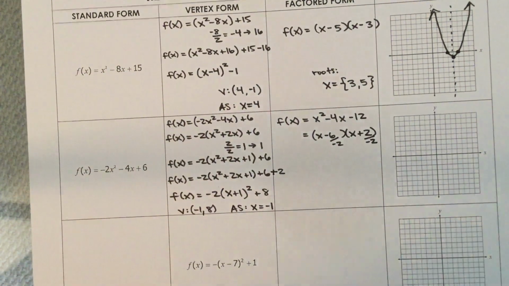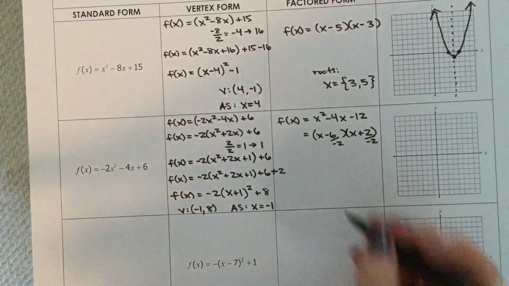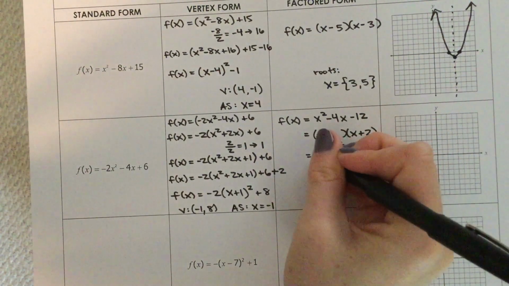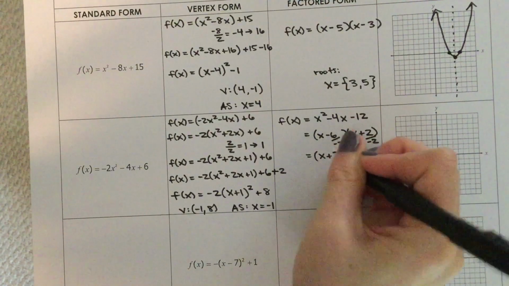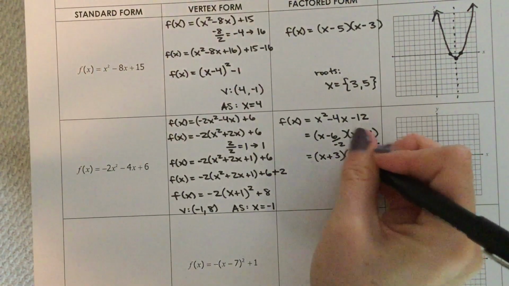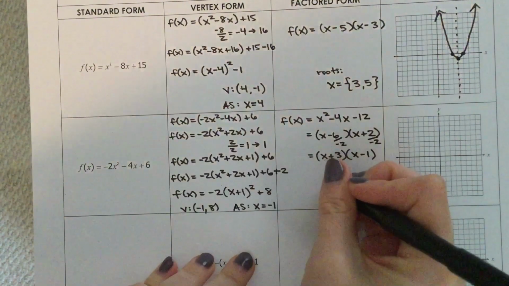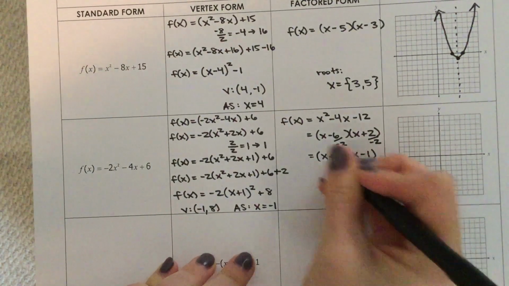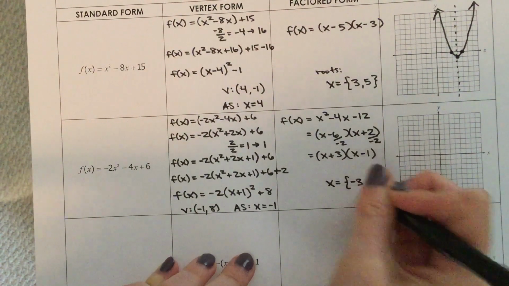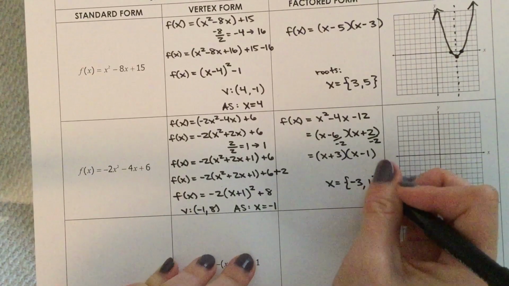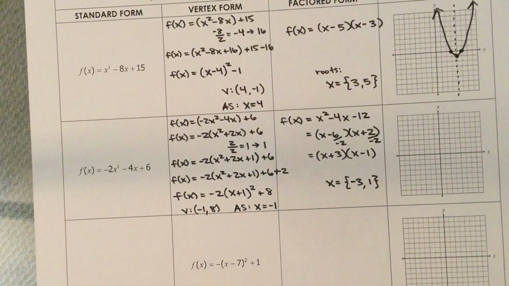Okay, so we've got that. So this reduces down to a +3. And then this reduces down to a -1. Okay, so that is our factored form. So we've got our roots. So when I solve for this, we get -3. And then when I solve for this, I get 1. So this form is just going to tell me where my roots are.